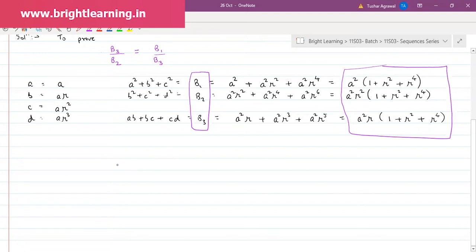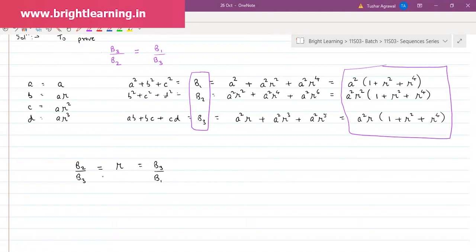So b2 upon b3. Can you see that here, sir? b2 upon b3 here it will be r square, a square is present, and this 1 plus r square plus r raised to 4 is present everywhere. b2 upon b3 will be equal to r. Can you see this? And b3 upon b1, if I take b3 upon b1, will also be equal to r. That is what we wanted to prove.